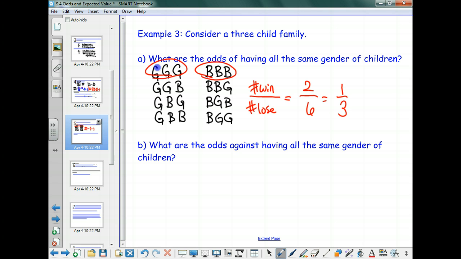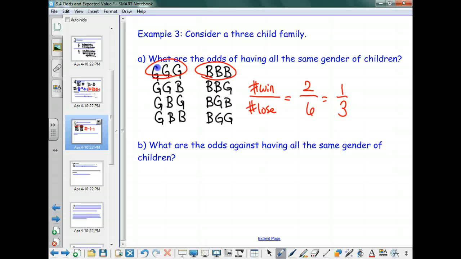And this reduces to 1/3. This is a 1 to 3 odds. There's one way that it would happen out of every 3 times it doesn't. If I were to collect 1,000,000 families, all with 3 children, for every 1 family that had all matching children, 3 families wouldn't.